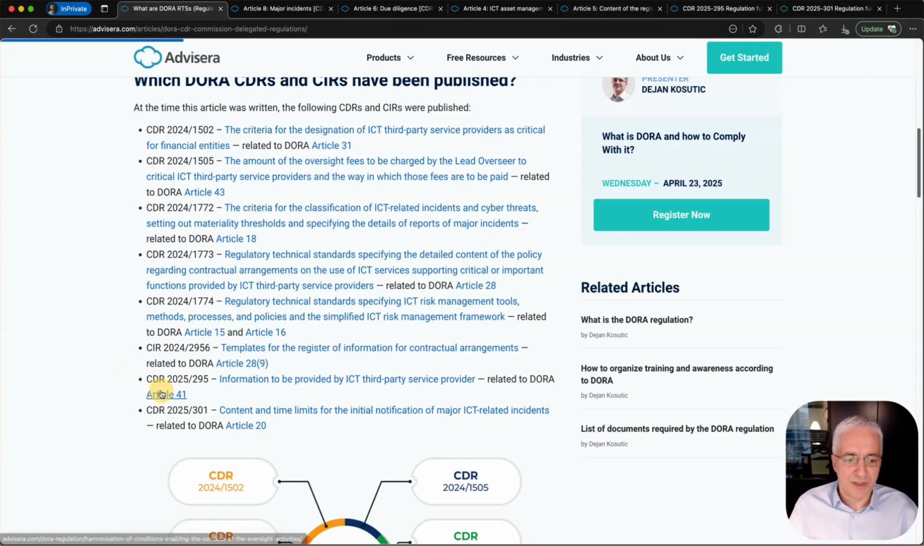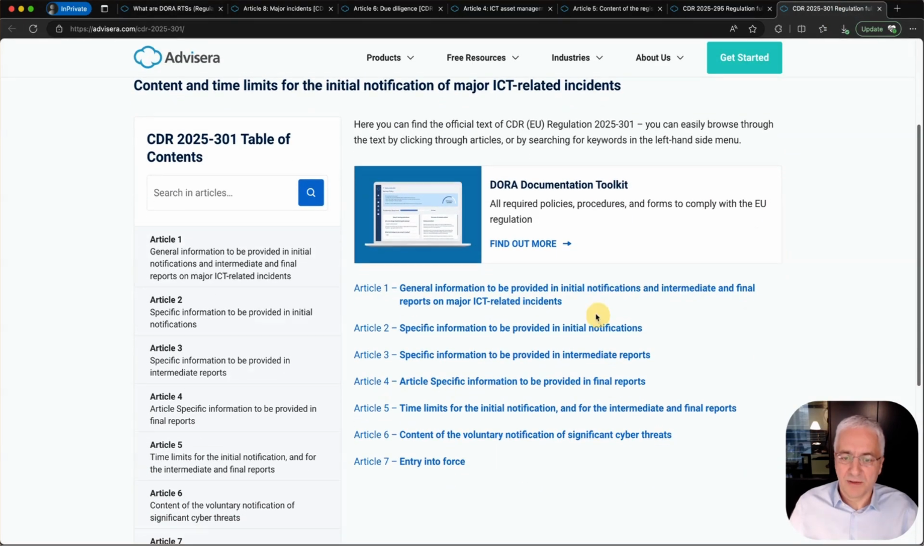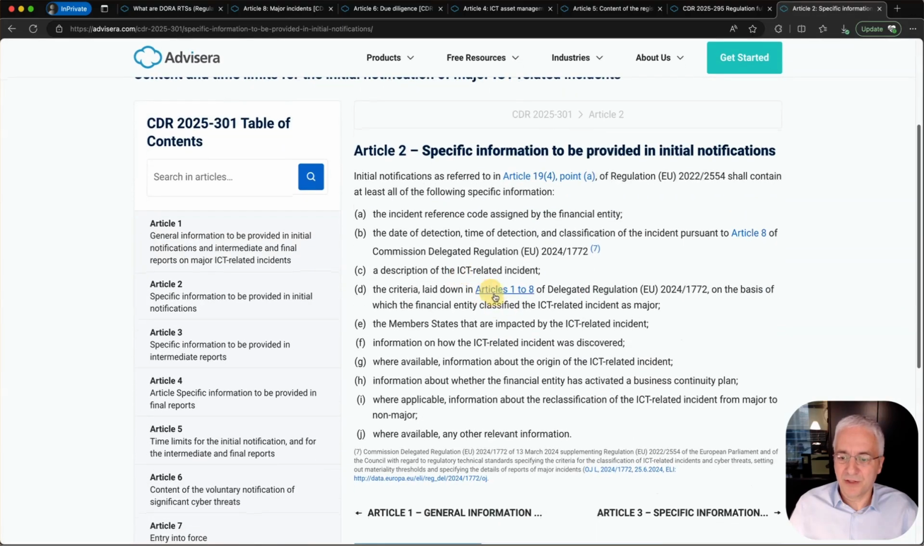Going further, CDR 2025-295. This is about information to be provided by ICT third-party service providers. This is when these ICT service providers are registering with European supervisory authorities. And 2025-301 is content and time limits for the initial identification of major ICT-related incidents. So basically, this provides more details on incident notifications. So here we can see how it looks like. 7 articles. For example, Article 2 defines what needs to be provided in these initial notifications.